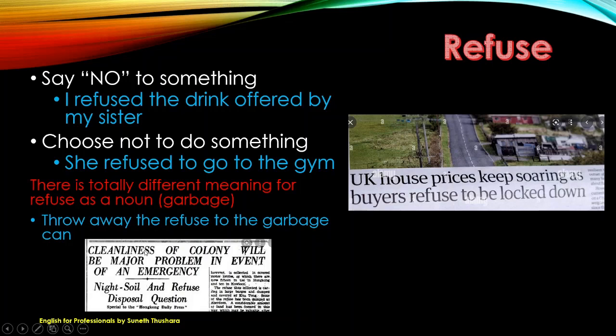So you can see that is old English special to the Hong Kong daily press. They are speaking of a colony, which means this is maybe somewhere between the 1930s or 40s. You can see it depending on the paper quality. Night soil and refuse, these are some kind of old fashioned words. Of course refuse we still use for garbage, but night soil is a bit old fashioned.